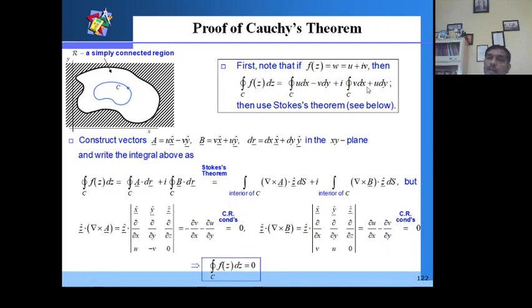Similarly, here v dx plus u dy means ∂u/∂x minus ∂v/∂y. Again, ∂u/∂x minus ∂v/∂y is the Cauchy-Riemann equation, so it is 0, giving 0 plus 0, because we can apply it along the path of line integration.